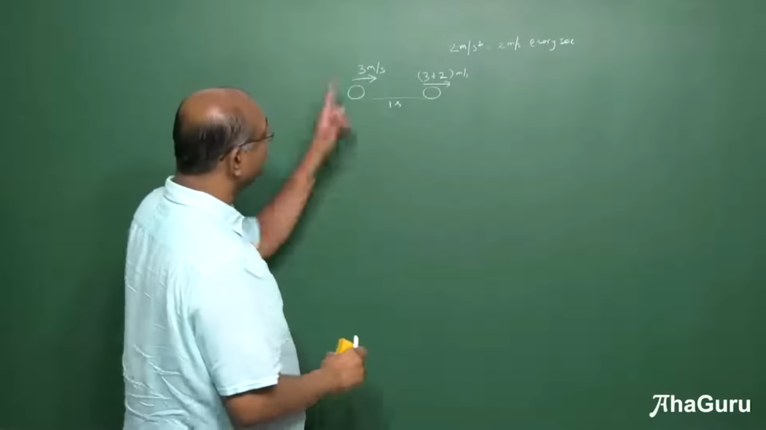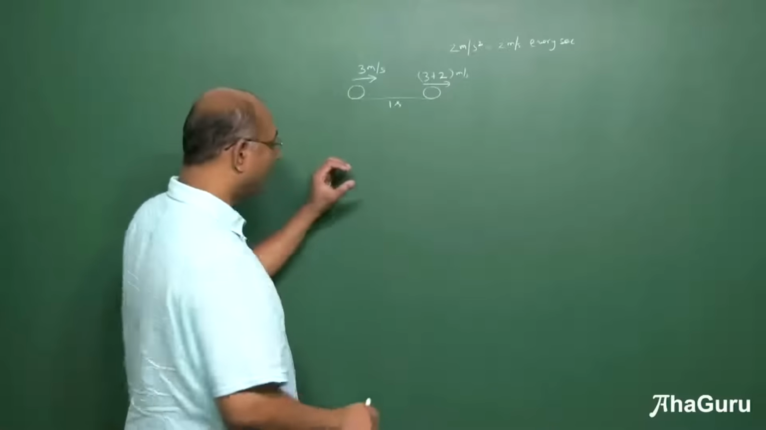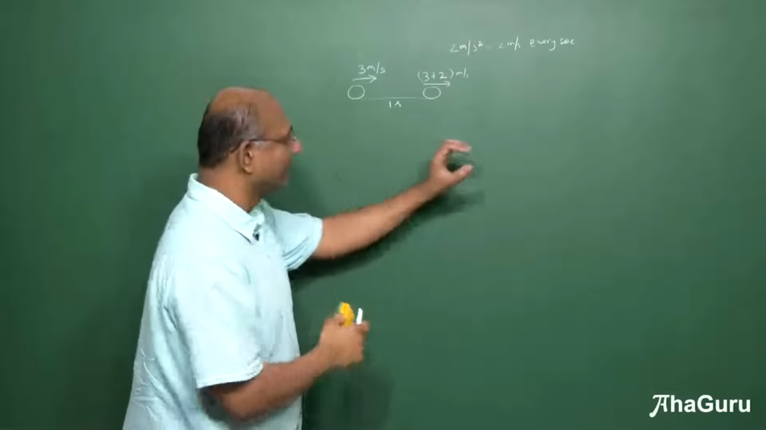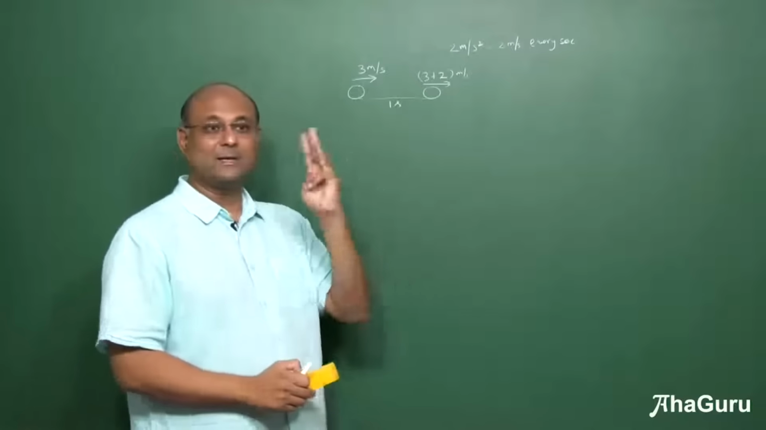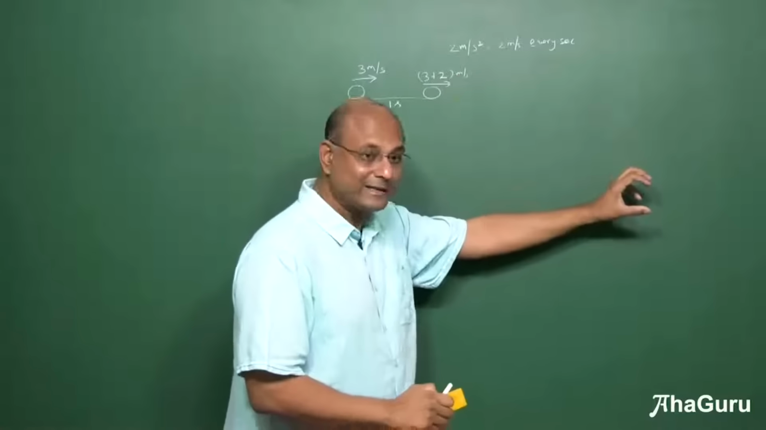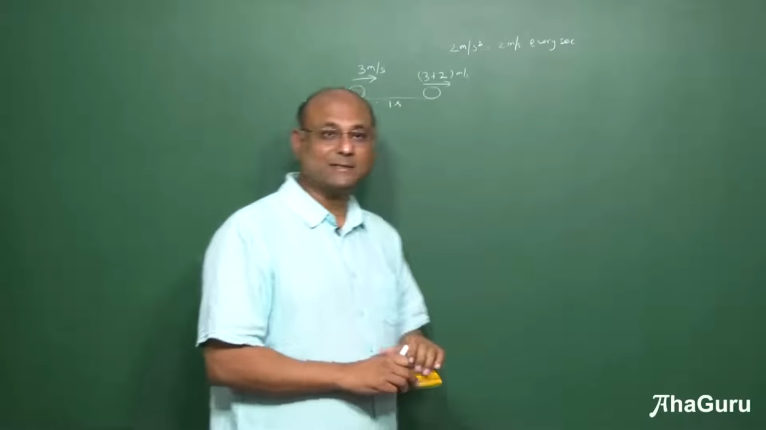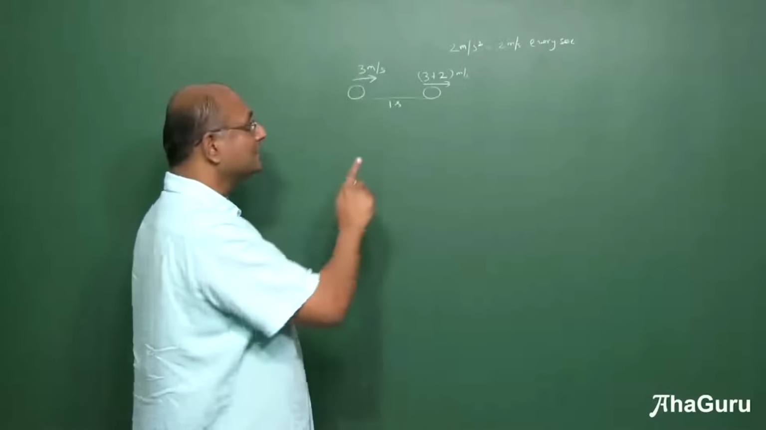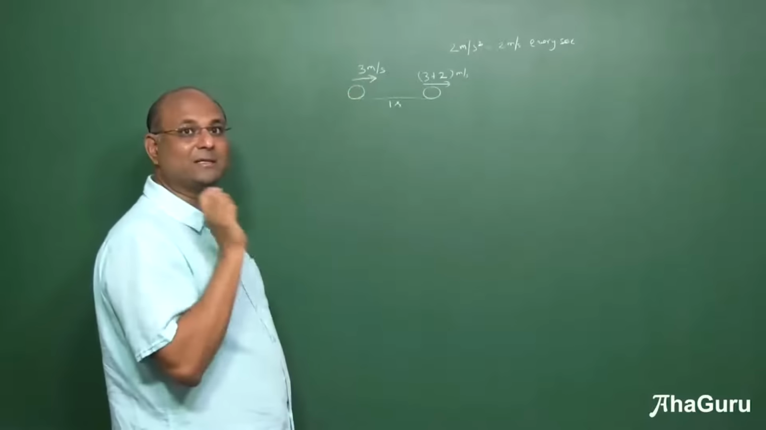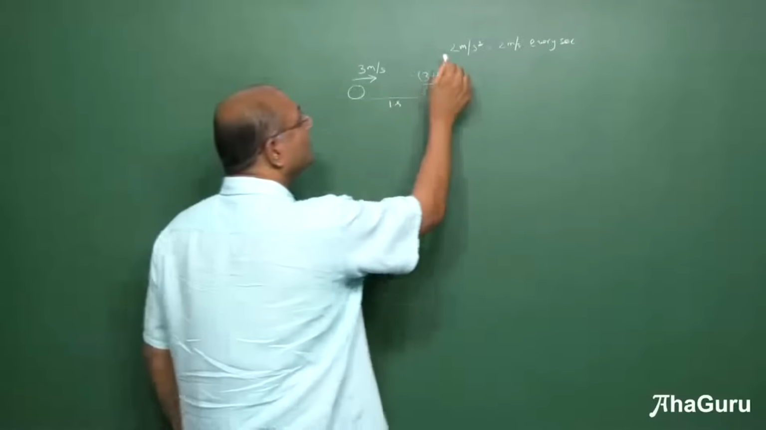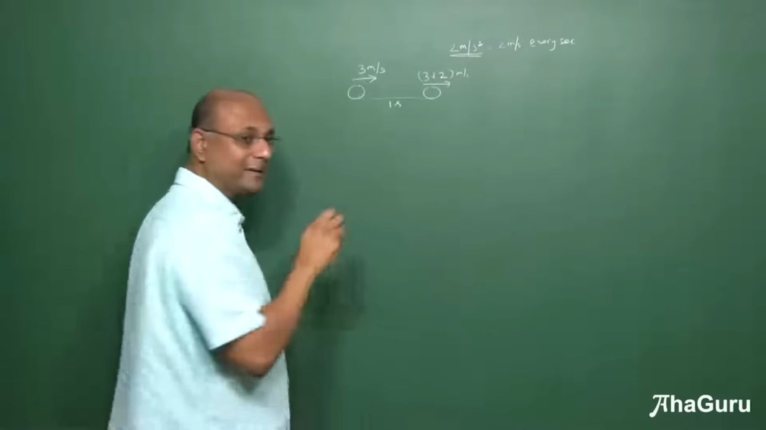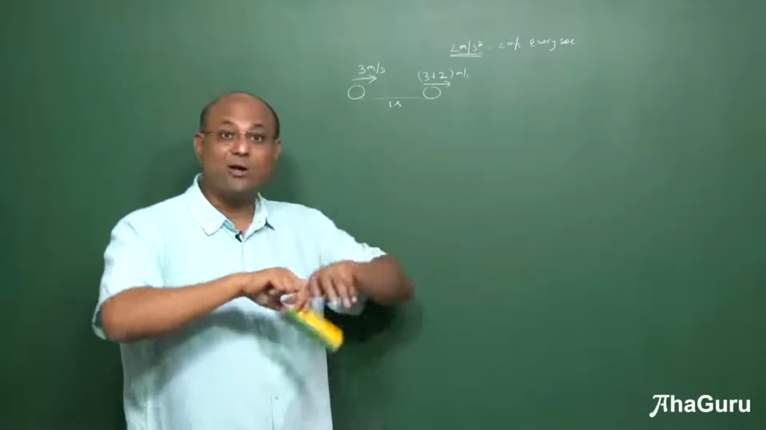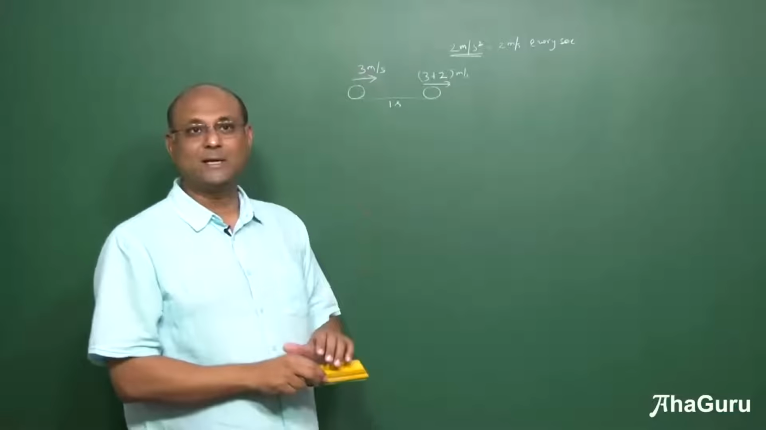What is the meaning of 3 meters per second? You are here, 1 second later you are going to be there. How far away? 3 meters. 1 more second, another 3 meters. 1 more second, another 3 meters. T seconds you would be 3 into t meters. So 3 meters per second means you are traveling 3 meters every second. 2 meters per second square means every second your velocity increases by 2 meters per second.